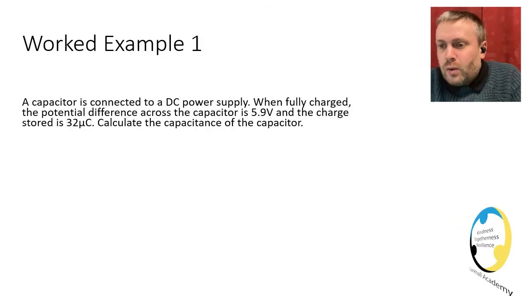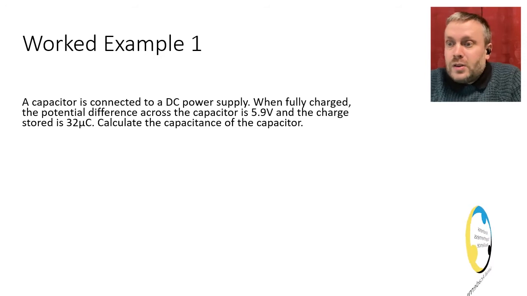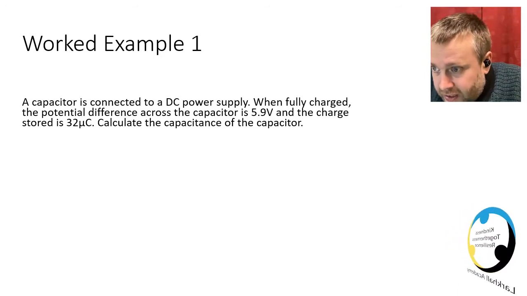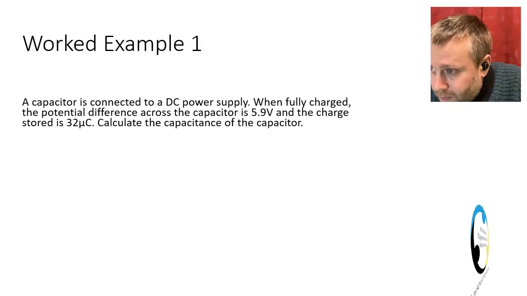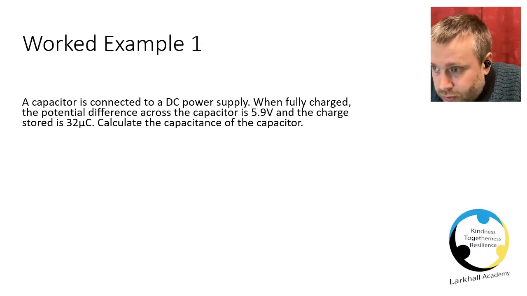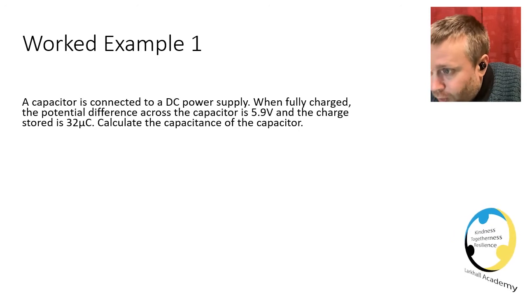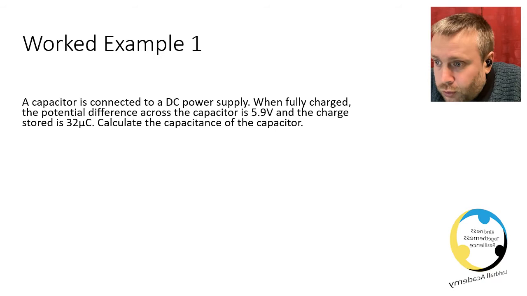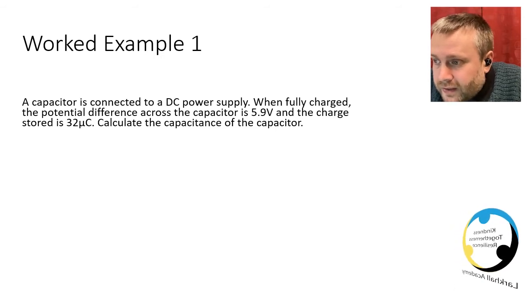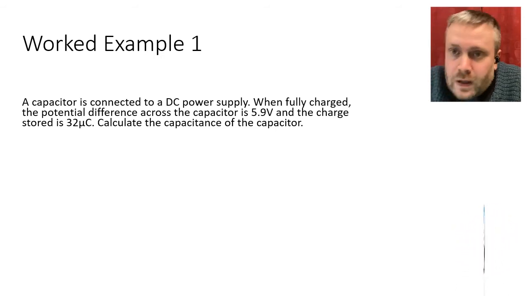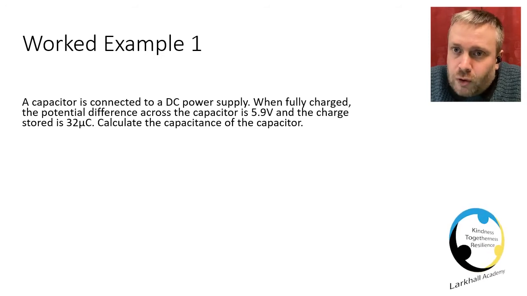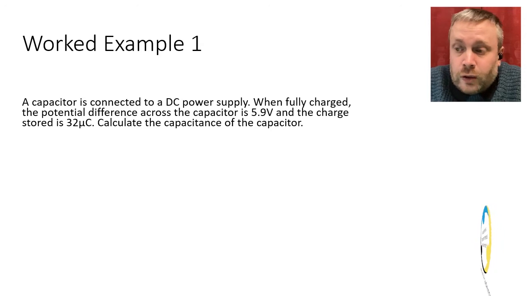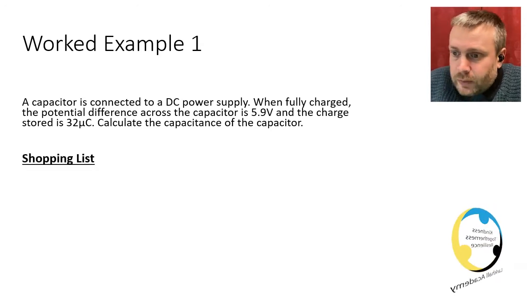So let's have a look at a worked example, just to complete this part of the lesson. A capacitor is connected to a DC power supply. When fully charged, the potential difference across the capacitor is 5.9 volts, and the charge stored is 32 microcoulombs. Calculate the capacitance of the capacitor. So I hope you're all going to be with me here on this one. First thing that we're always going to do is we're always going to write down our shopping list. So shopping list comes first.